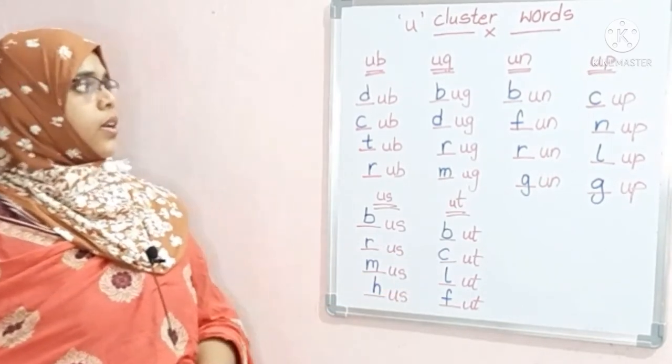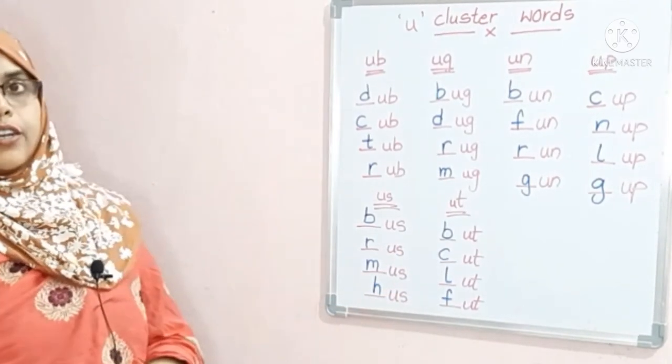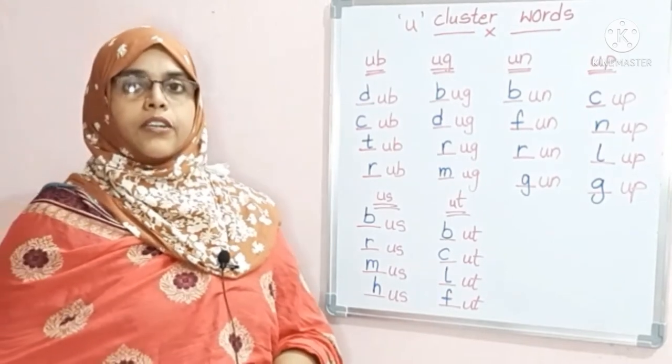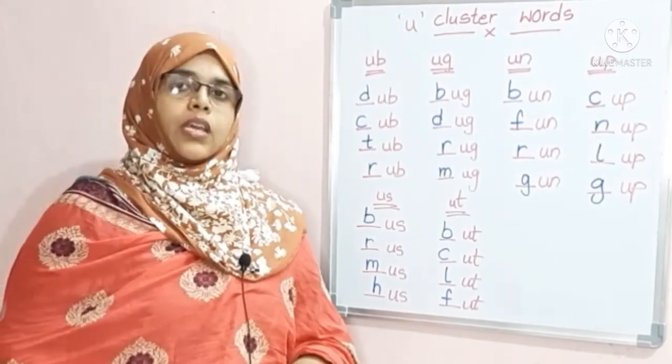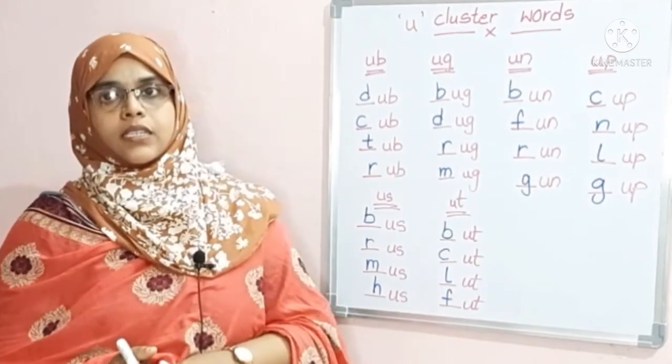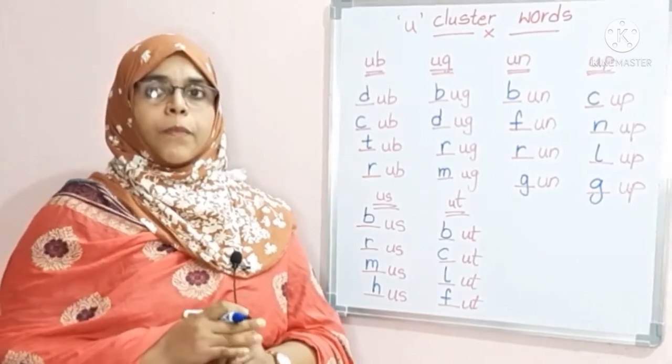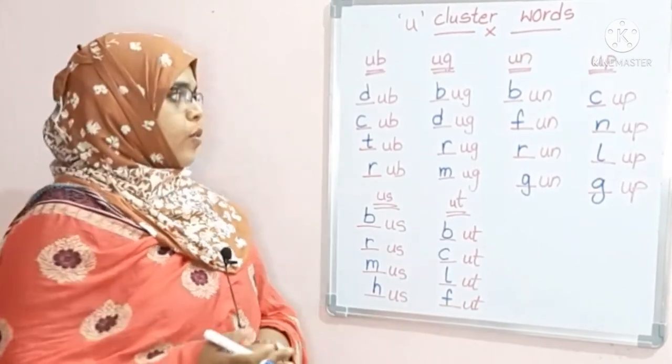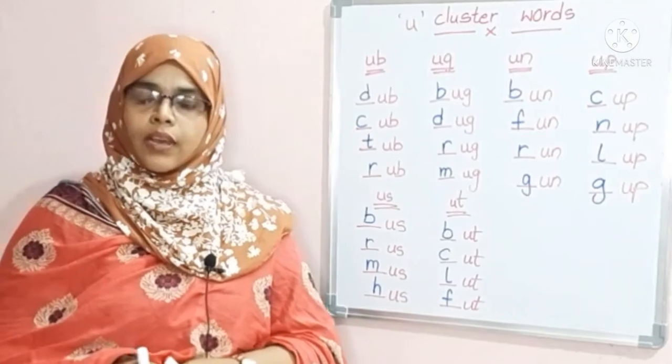So, children, I have explained all the different words using the different clusters of A, E, I, O, U. Hope you all have understood.